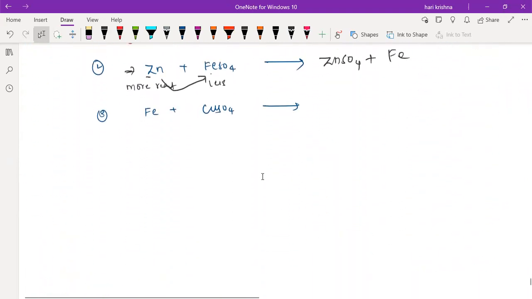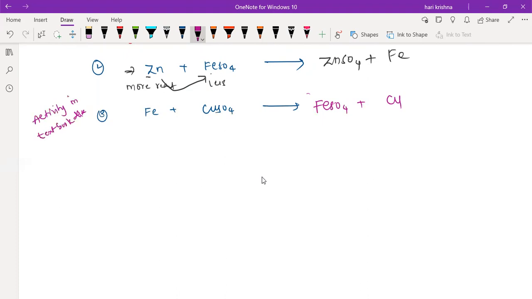Now, is this reaction possible? Fe plus CuSO4. Tell me fast. Sir, FeSO4 plus Cu. Generally, in the NCERT textbook, we have one activity on this. Can anyone tell me what that activity is? Sir, iron nails in copper sulfate. Iron nail in the copper sulfate, very good.